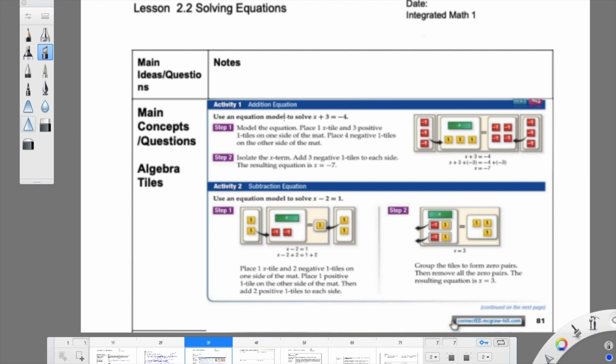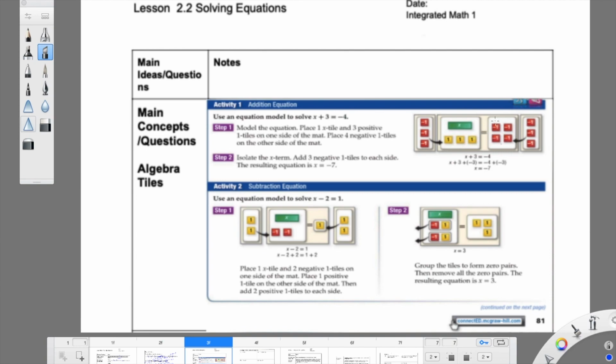So the main concept is the algebra tiles in this case. Use an algebra or equation model to solve x plus 3 equals negative 4. So we have x, and they're using a green tile for x because it's just an unknown quantity, plus 3. So we have 1, 2, 3, and they have ones in them. We know that's 1, 2, 3, equals negative 4.